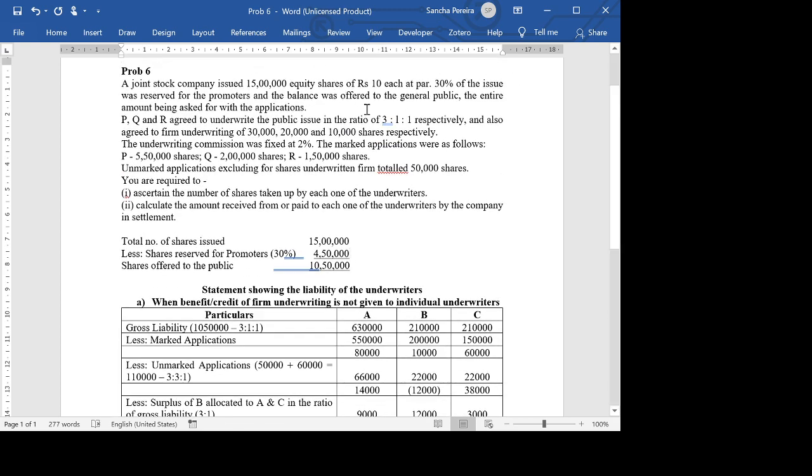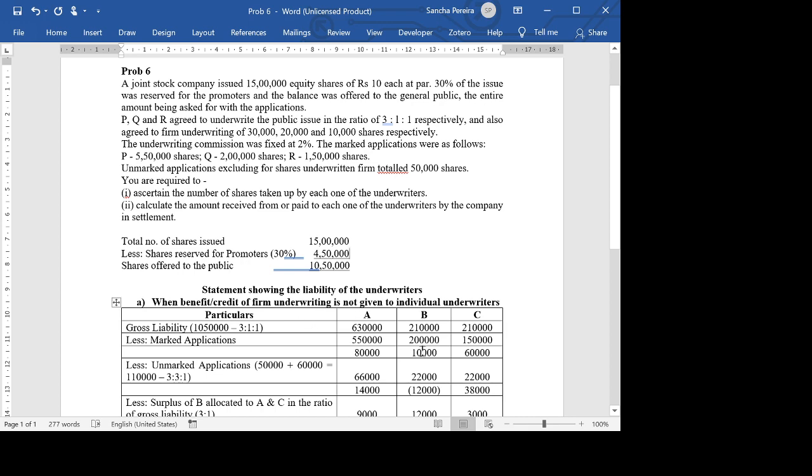That's what is underwritten. The balance was offered to the general public. Underwrite the public issue. We are concerned with the issue that is underwritten, not the entire issue. If the promoters do not take up this, the underwriters don't have to do anything about it. It doesn't concern the underwriters. Underwriters are only concerned with this figure.